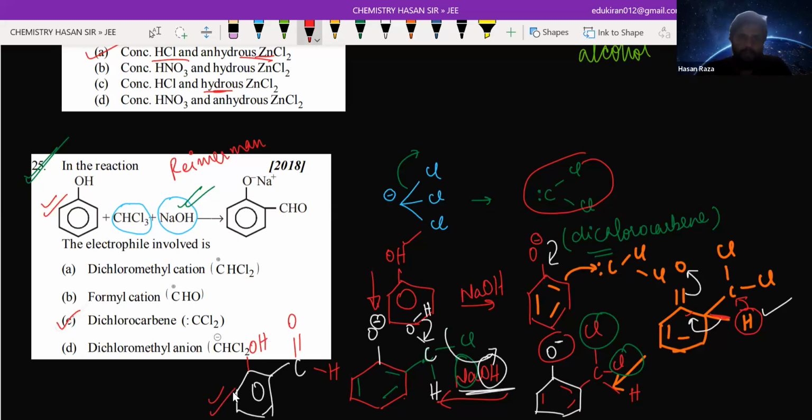So this is the simple mechanism of the Reimer-Tiemann reaction that you should take care of, because it can be asked for 5 marks in your board, and this mechanism is very important for JEE. Please do write it. Let me know if you have any doubt regarding this.